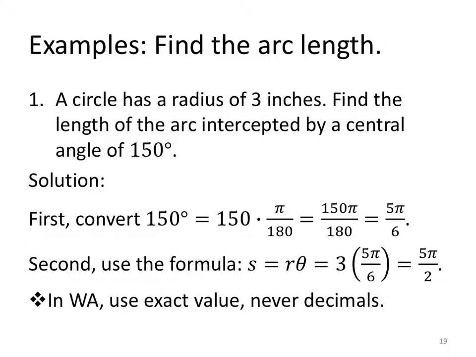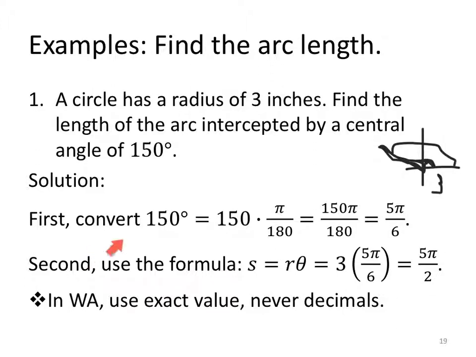So let's see. A circle has a radius of 3 inches. I want to find the length of an arc intercepted by a central angle of 150 degrees. So I have my nice little coordinate system, and 150 degrees is about here. My radius is 3. I want to know this angle. What's this angle to get me to 150 degrees?